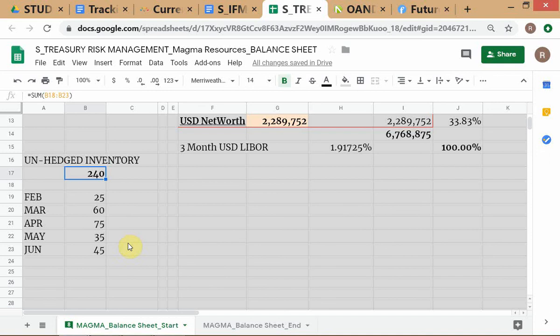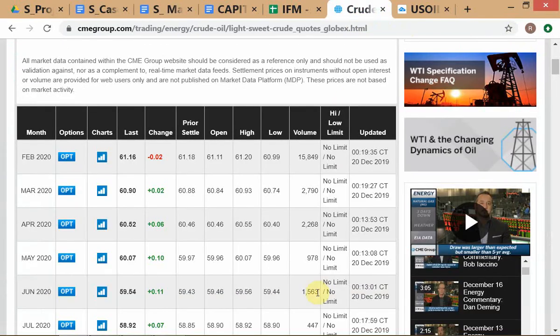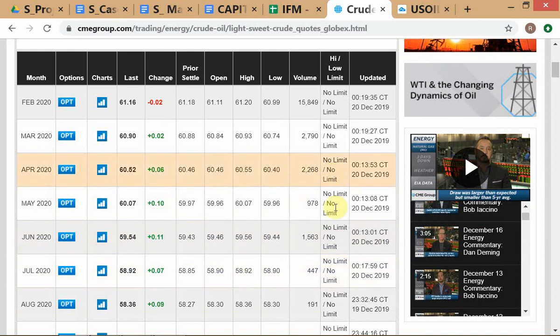So we have all these projected exposures, unhedged inventory. Now ideally I would do this, but if I see that the volumes are very high in Feb, and in March, April, May, June the volumes are very thin. Just for the sake of argument, because I don't want to construct a 5-year set of rows, let's assume that for March, April, May and June the volumes are very low, and the only high volume is in Feb.